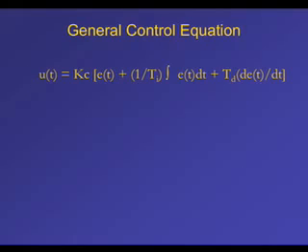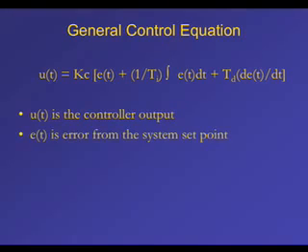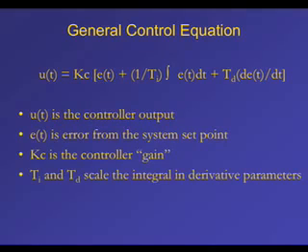This is the general control equation. Here, U is the controller output, or the system input, E is the error, Kc, Ti, and Td are the coefficients we would like to determine.